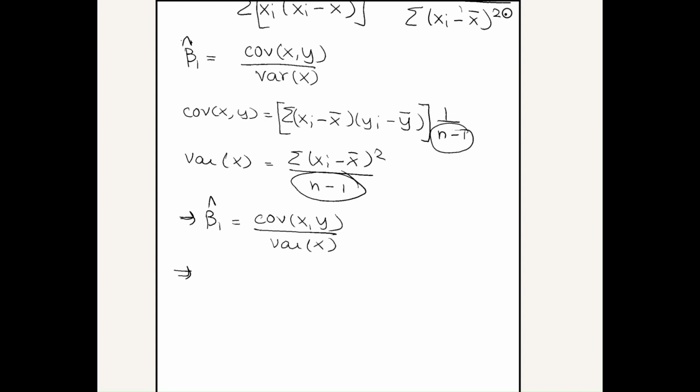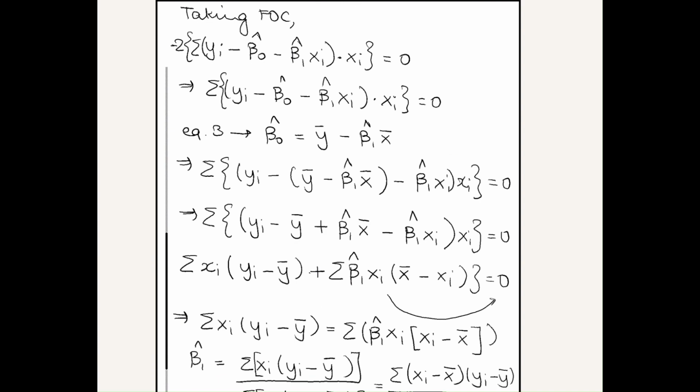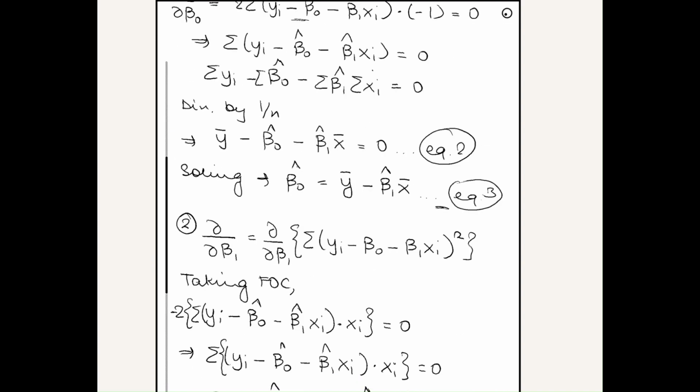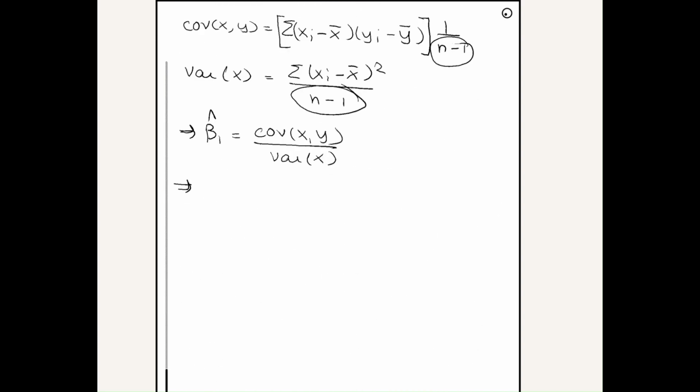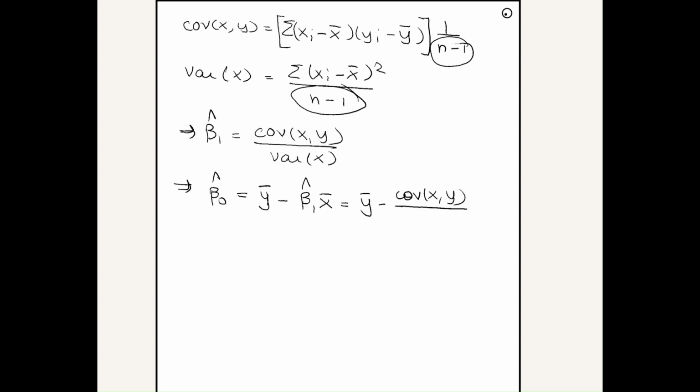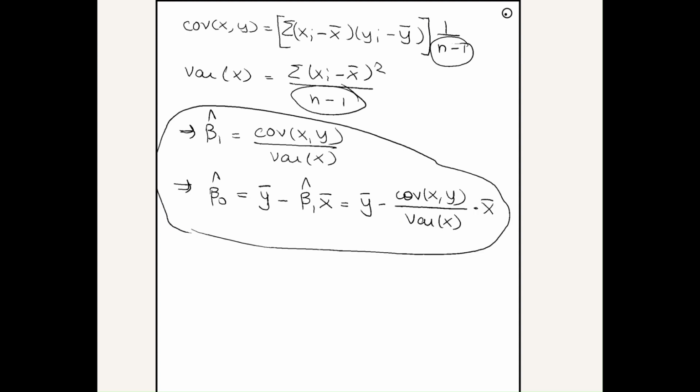And this implies, recalling our equation number 3, beta naught hat is equal to y bar minus beta 1 hat x bar, which is equal to y bar minus the covariance of x and y divided by the variance of x times x bar. And that, my friends, are your OLS estimators.